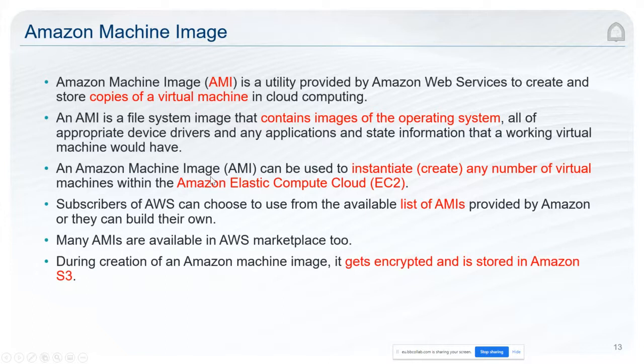For example, you can create an instance for Linux operating system. You can create an instance for Windows operating system, and so forth. So you have to see all the available list of images, and then you choose which one is suitable for you, and then make it available using the EC2 service. The most important information here regarding the machine images is that it is encrypted and stored in the Amazon S3 storage.